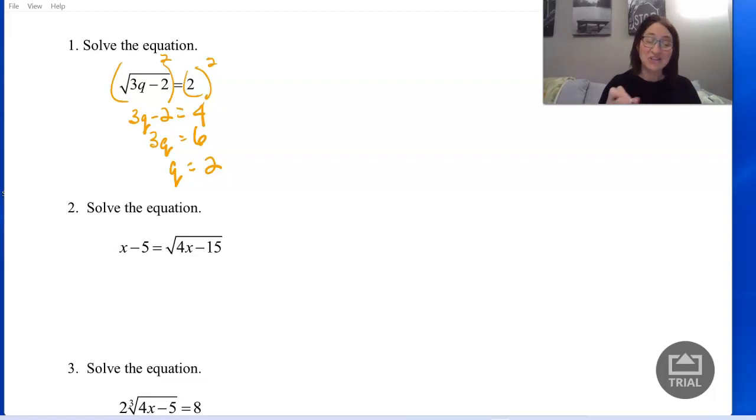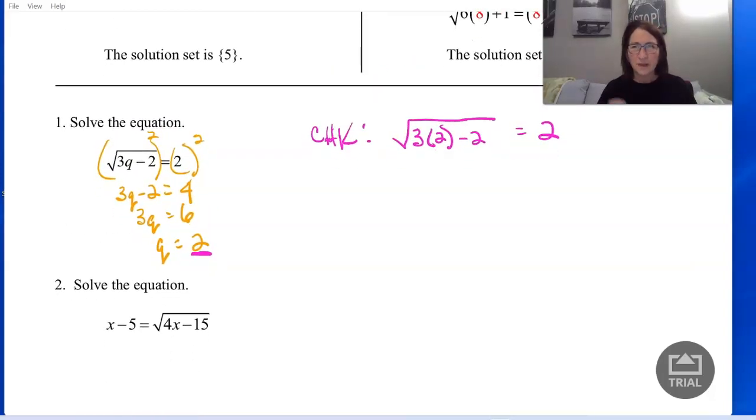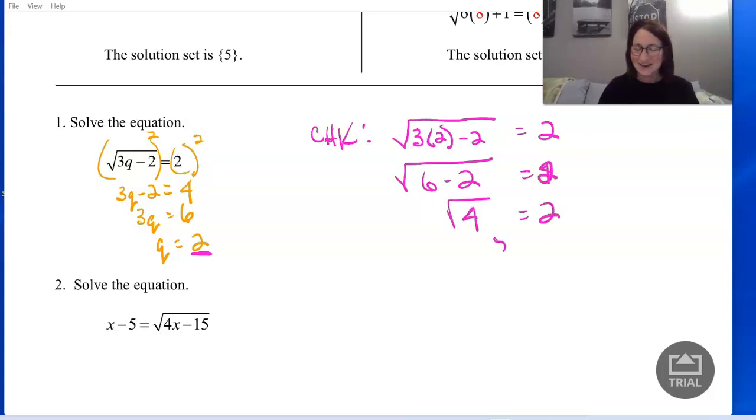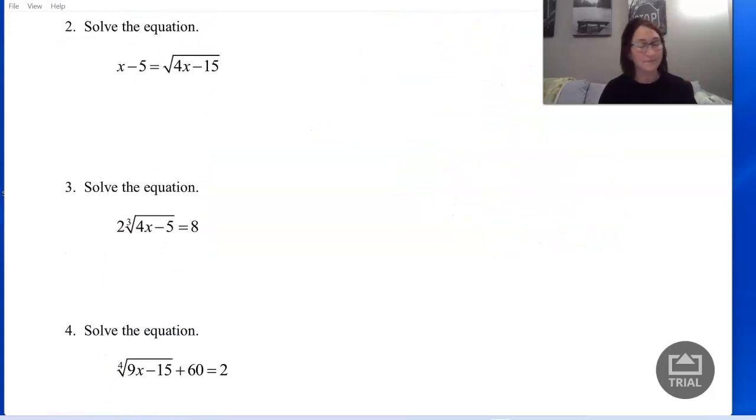Now I need to check this. I substitute this 2 into my original equation. That's going to be the square root of 3 times 2 minus 2 equals 2. So now I've got the square root of 6 minus 2 equals 2, or the square root of 4 equals 2, or 2 equals 2. Yeah, it all checks.